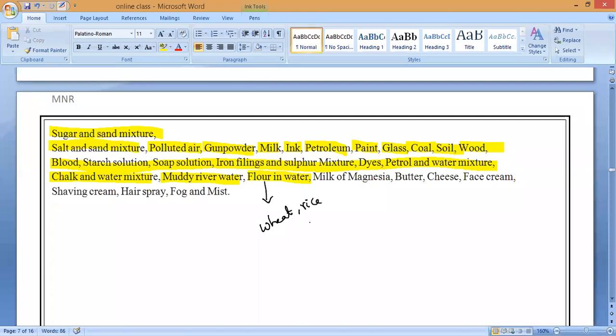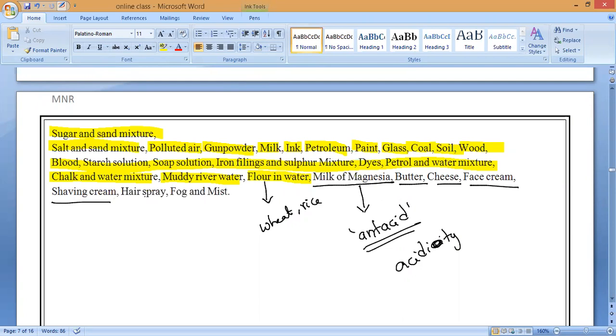Understand, everybody? And next, milk of magnesia. Milk of magnesia only, as I told you. What is that? Antacid. When you are getting acidity, will you take the treatment or not? Please respond. So for acidity treatment, milk of magnesia. Next, butter, cheese, face cream.